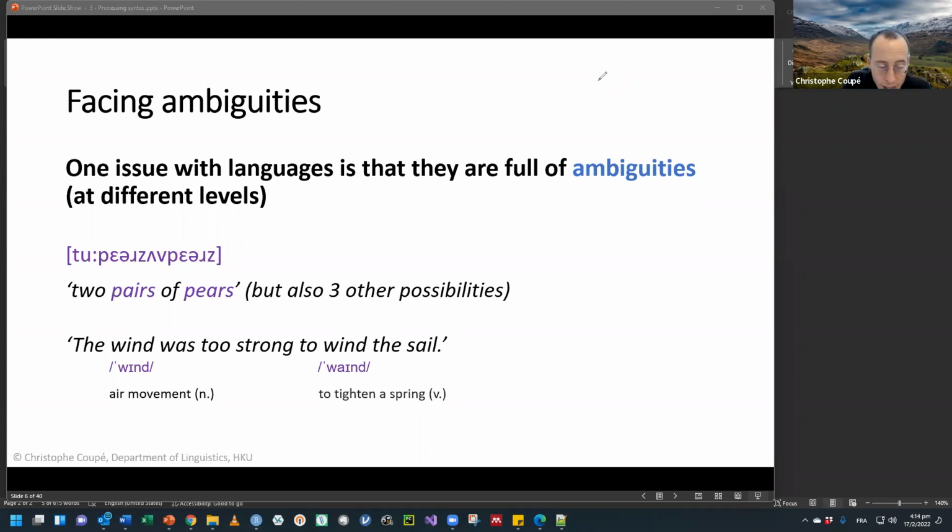P-A-I-R-S in both cases. So when you hear this sequence of sounds, you actually have a number of options. Some don't make sense, others do.